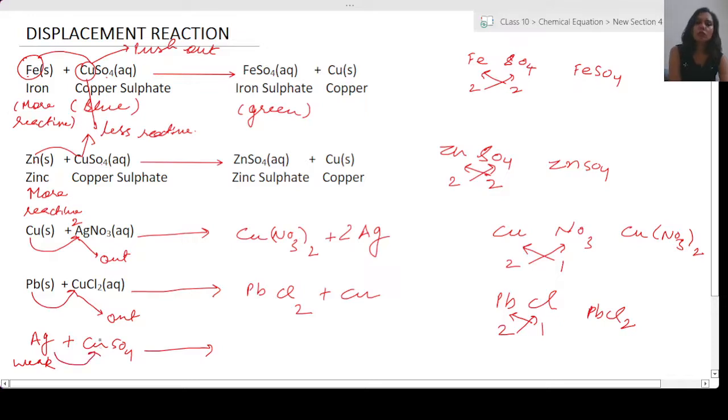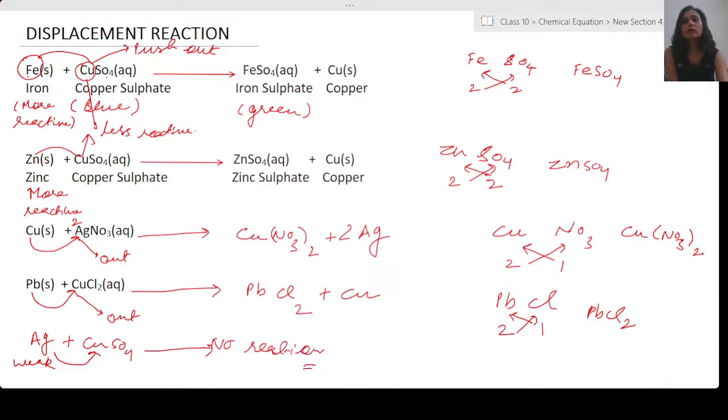It cannot displace copper from its salt solution. So this reaction will not occur simply. It is always the highly reactive metal, or the most active metal, that will be able to displace the less reactive metal from its salt solution. So here silver is weak as compared to copper. So silver cannot push out copper from its salt solution. Copper sulfate is more powerful than Ag. So there will be no reaction here.